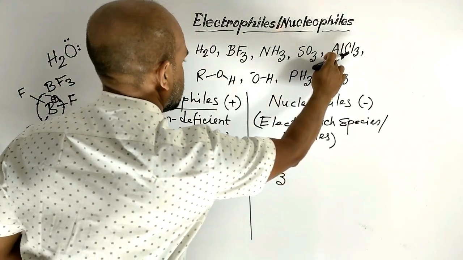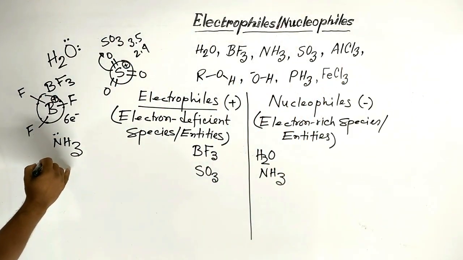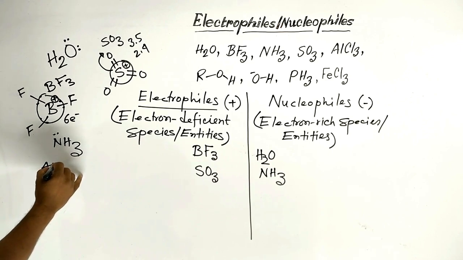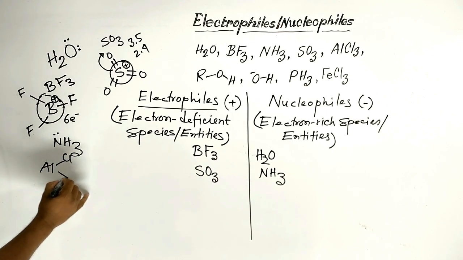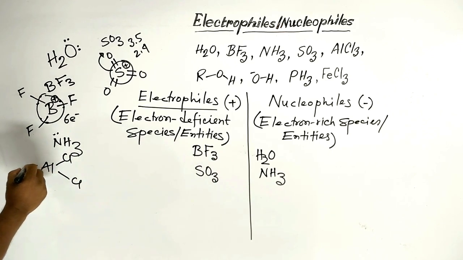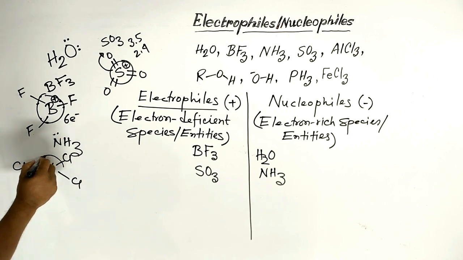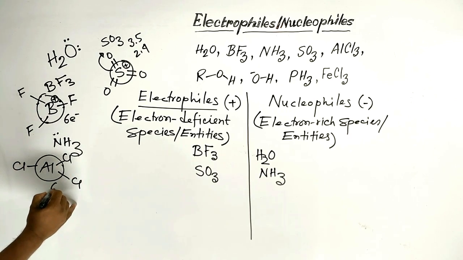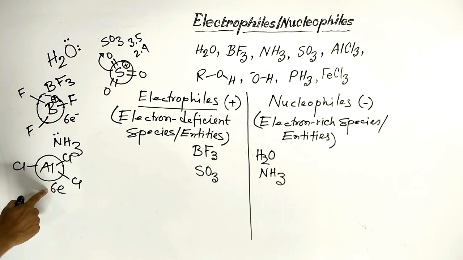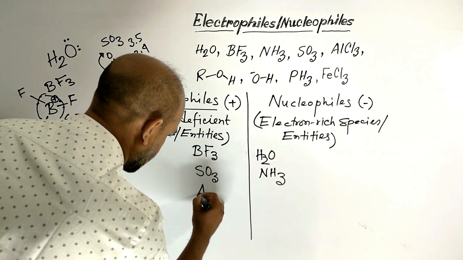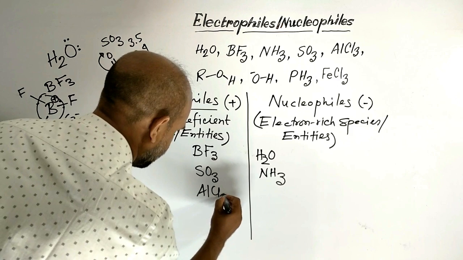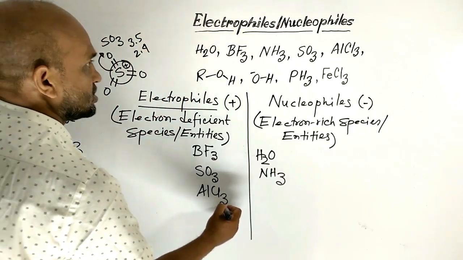Then aluminum chloride. Aluminum chloride is considered a covalent compound. That is, around aluminum there is an incomplete octet. That is, this is an electron deficient entity. So aluminum chloride is a kind of electrophile.